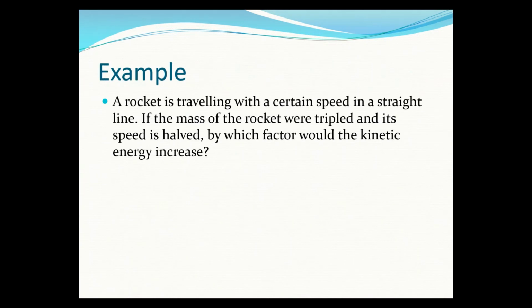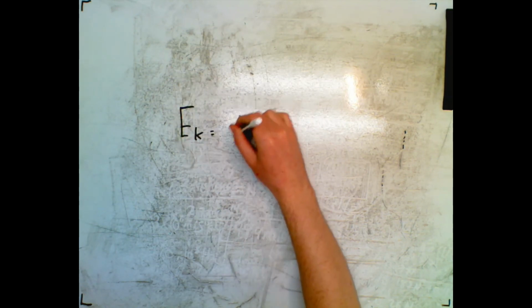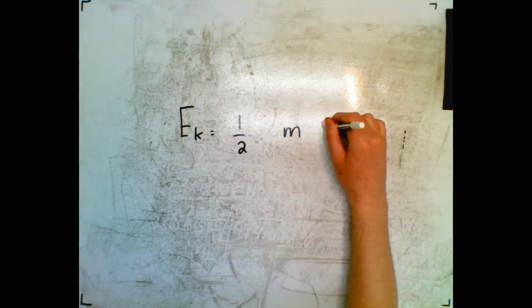So here's an example. A rocket is traveling with a certain speed in a straight line. If the mass of the rocket were tripled and its speed is halved, by which factor would the kinetic energy increase? Okay, so let's switch to our board. To do these questions, we write out our formula. EK equals 1/2 mv squared. And we leave a little bit of space in between.